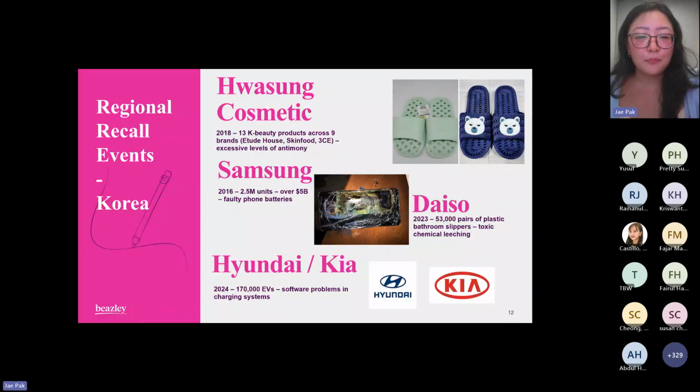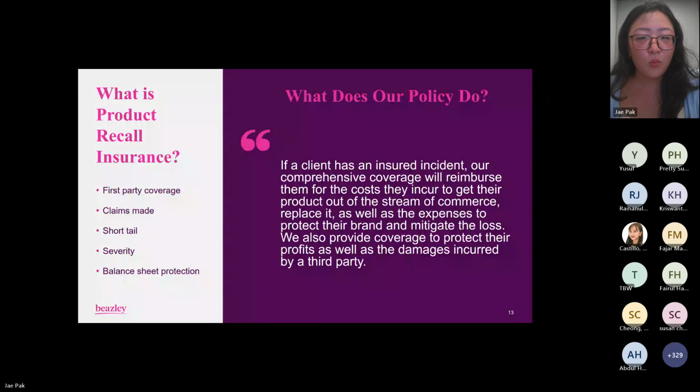So now that you have some real life events fresh in your mind, I want to segue into a way to risk transfer some of the costs that can be incurred from these events. And how do you do that? It's with product recall insurance.